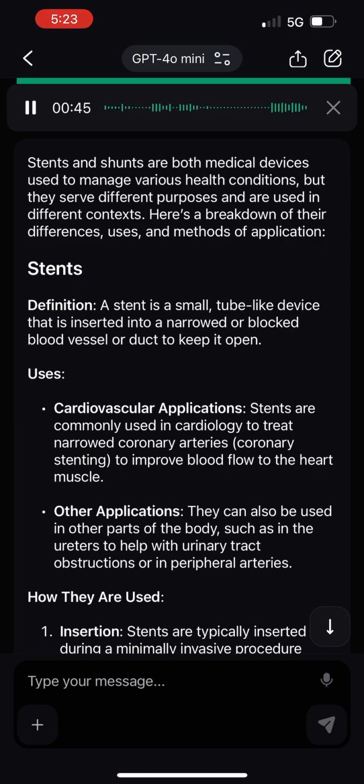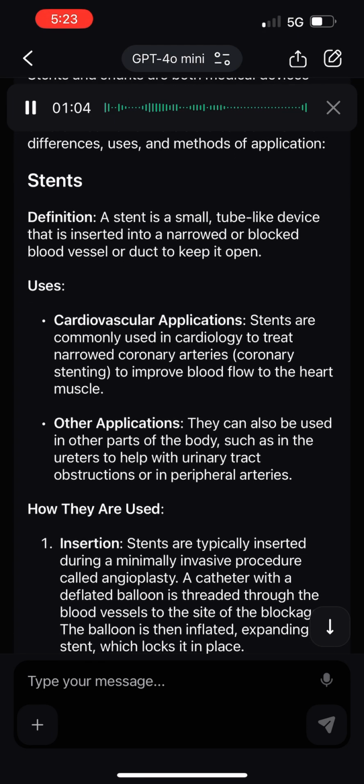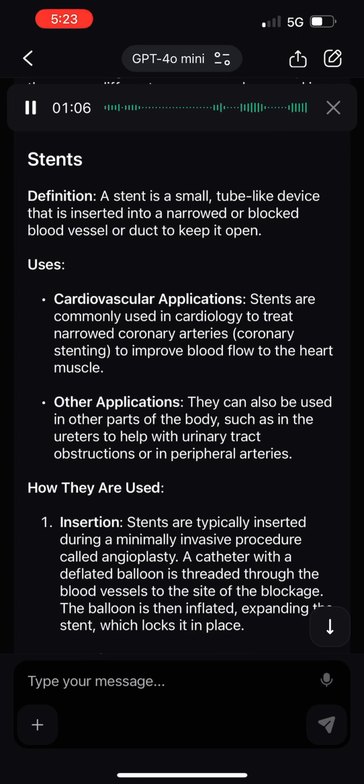How they are used. 1. Insertion. Stents are typically inserted during a minimally invasive procedure called angioplasty. A catheter with a deflated balloon is threaded through the blood vessels to the site of the blockage. The balloon is then inflated, expanding the stent, which locks it in place. 2. Material. Stents are often made from metal or a polymer and may be drug-eluting, coated with medication to prevent restenosis, or re-narrowing.